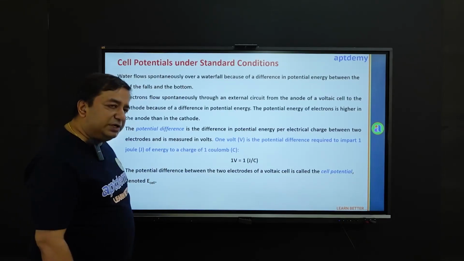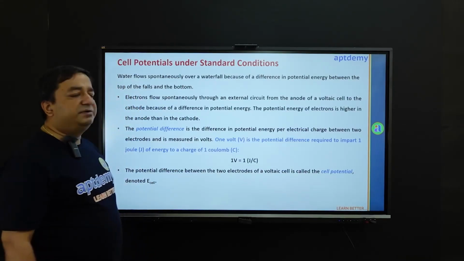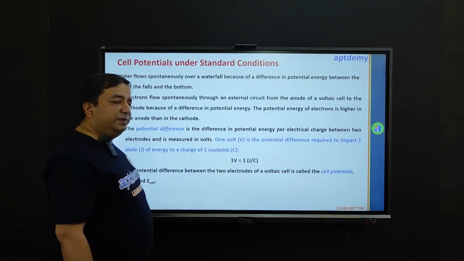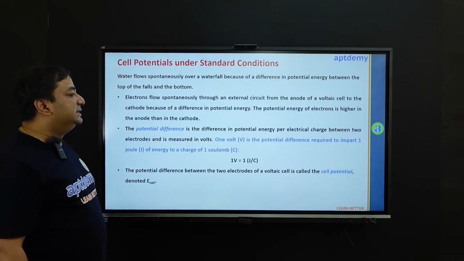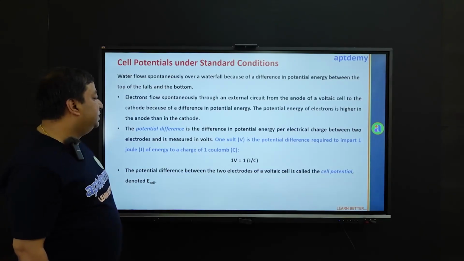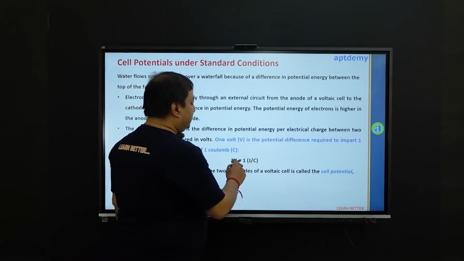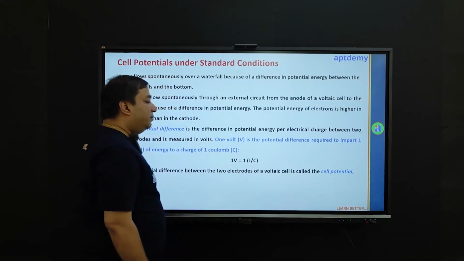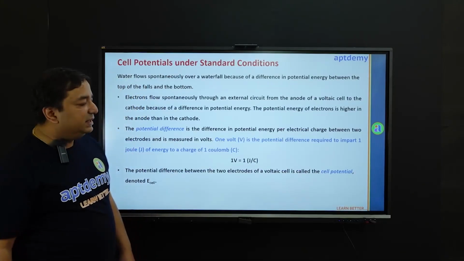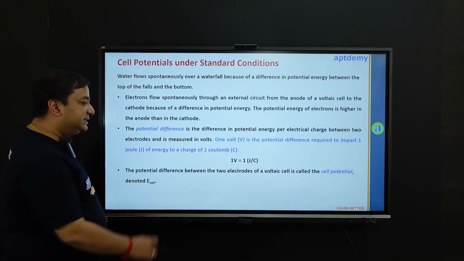So what is potential difference? It is the difference of potential energy per electrical charge between two electrodes and is measured in volts. We can define 1 volt as the potential difference required to impart 1 joule of energy to a charge of 1 coulomb. So 1 volt is equal to 1 joule per 1 coulomb. The potential difference between the two electrodes of a voltaic cell is called the cell potential, and it is denoted as E cell.